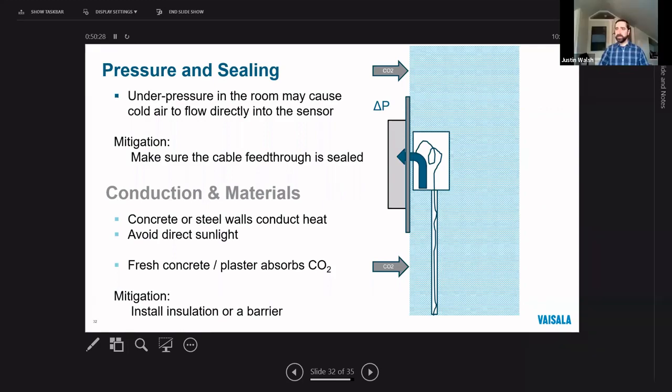For carbon dioxide measurements, fresh concrete walls and new construction can absorb CO2 for months, causing incorrect low readings in sensors that don't have their own internal reference measurement. These issues can all be remedied by sealing wire holes, insulating, or blocking behind the sensors, and taking care not to mount on surfaces that have potential temperature risks. For example, in a sunny corner of a room where the window is open.